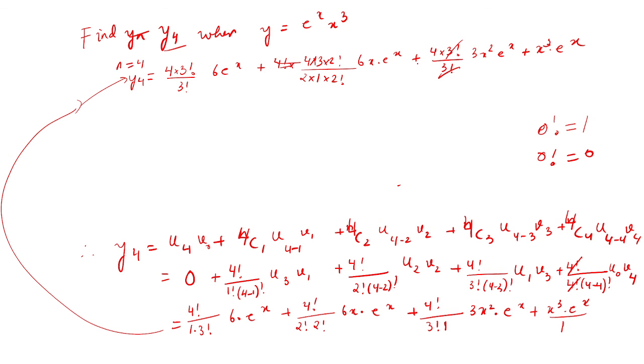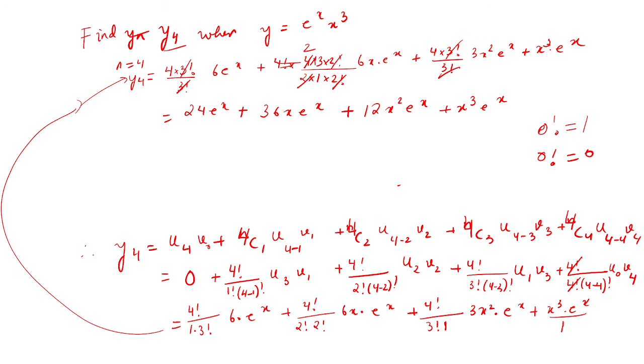So you can start cancelling this. 2 factorial can cancel this. 2 times 2 is 4, and then 3 and 3. So you're left with 6 into 4 is 24 e to the power x, plus 2 into 3 is 6, 6 into 6 is what? 36x e to the power x, plus 4 into 3 is going to be 12 x squared e to the power x, plus x cubed e to the power x.